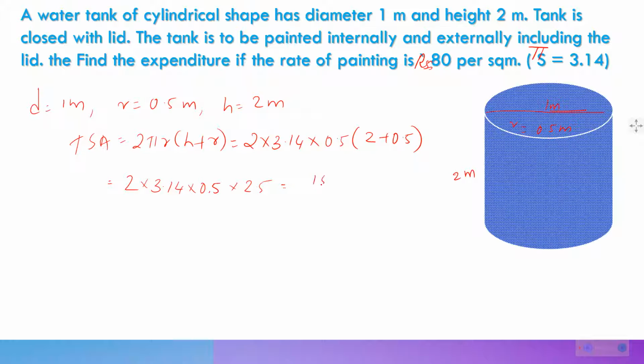Answer would be 15.70 square meter. Now per square meter 80 rupees means, so we will write the total expenditure is asked. Per square meter it is 80, so we will do 15.70 into 80, that much of rupees we have to give. 1256 rupees to paint it.